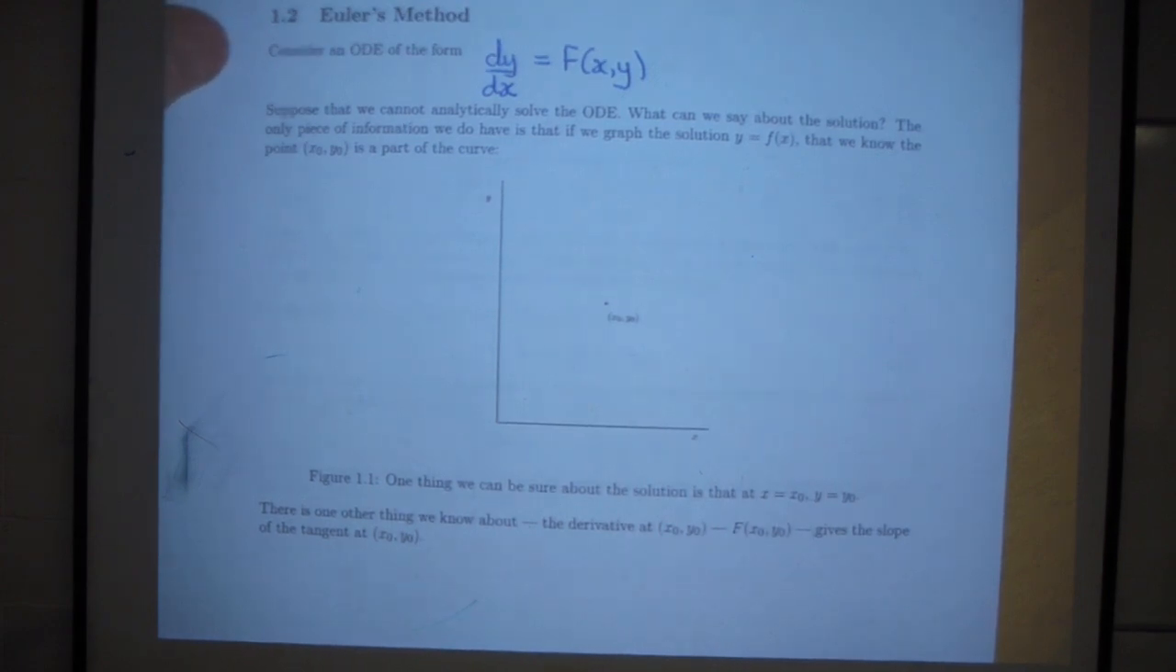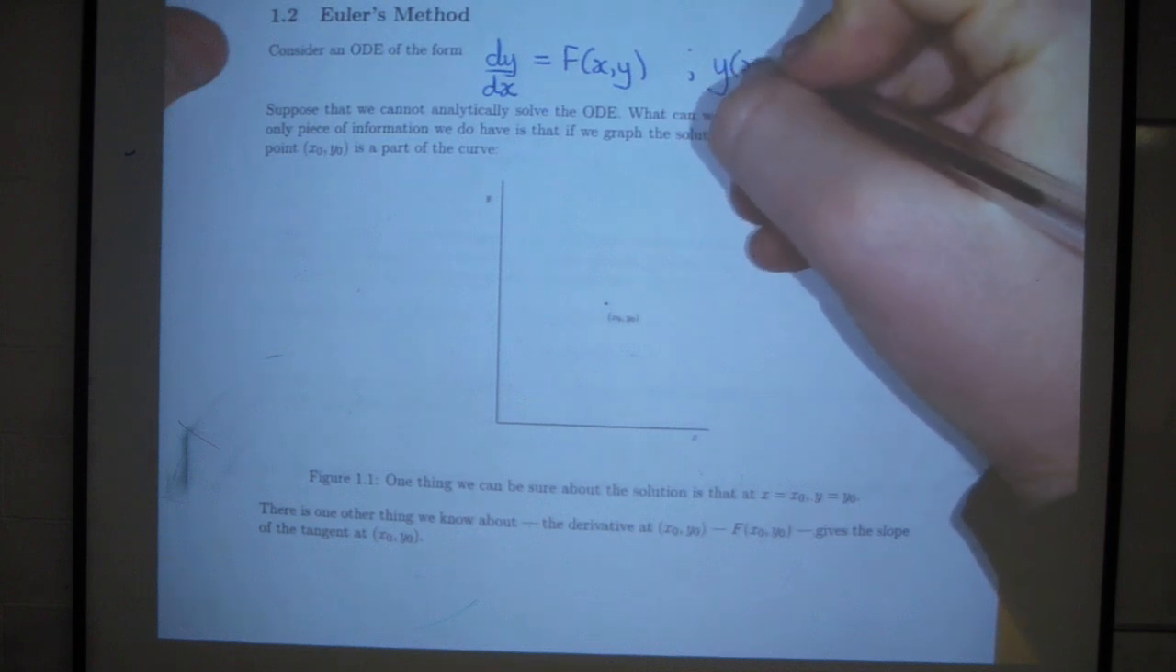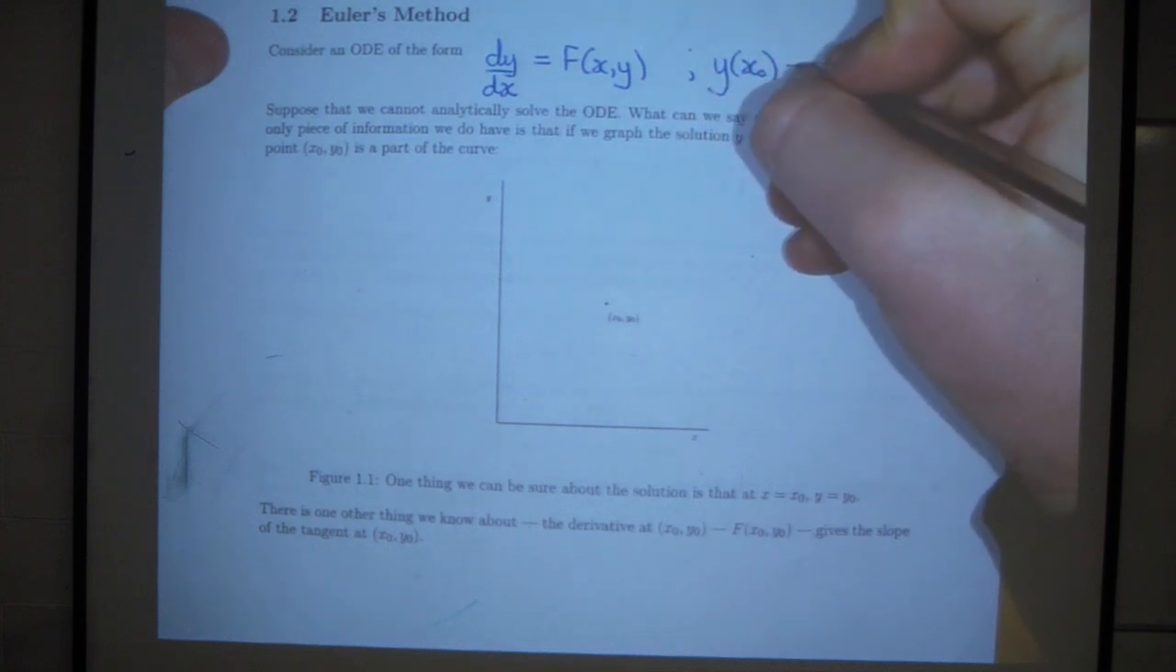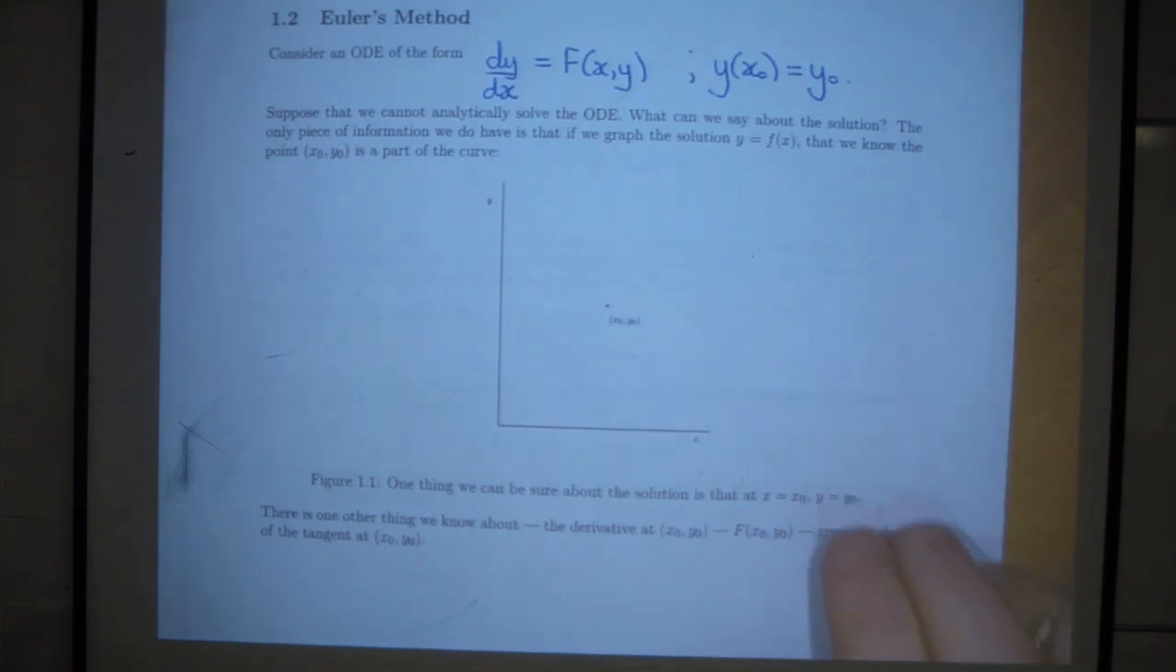And the other thing we're going to do is give an initial condition which says that at a specific point x0, the y coordinate is y0. Typically in context, that would be a starting time being 0 and the starting value of the velocity or the displacement or whatever.